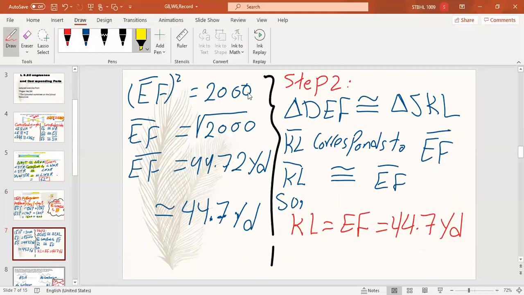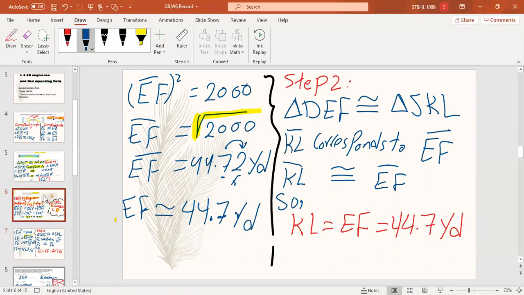But this is DE squared. We need to find just line segment EF. So we will take the square root of both sides. So we will get that line segment EF equals the square root of 2,000, which is 44.72 yards. And we will round to the nearest tenth. We will look at the hundredth, which is 2. 2 is less than 5. We will cancel it. So the length of line segment EF equals 44.7 yards. And now we will be back to the figure again.